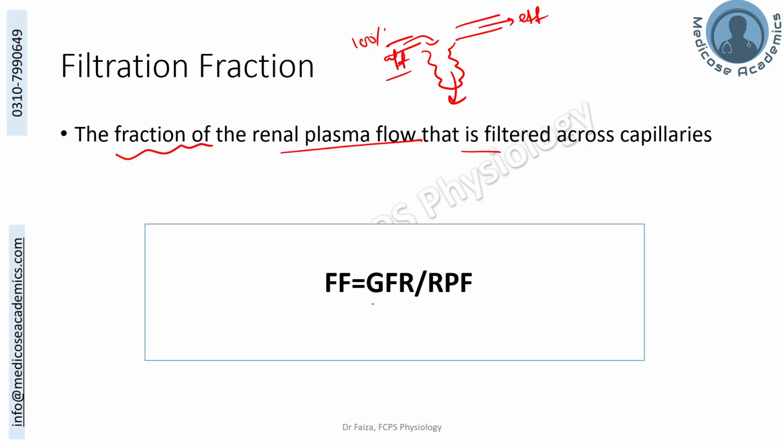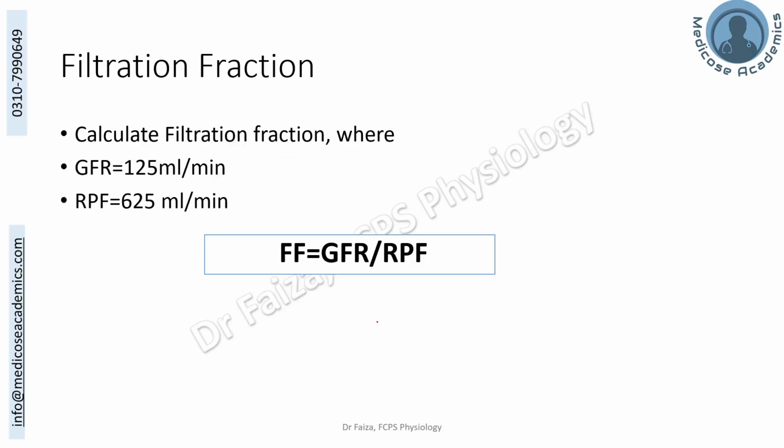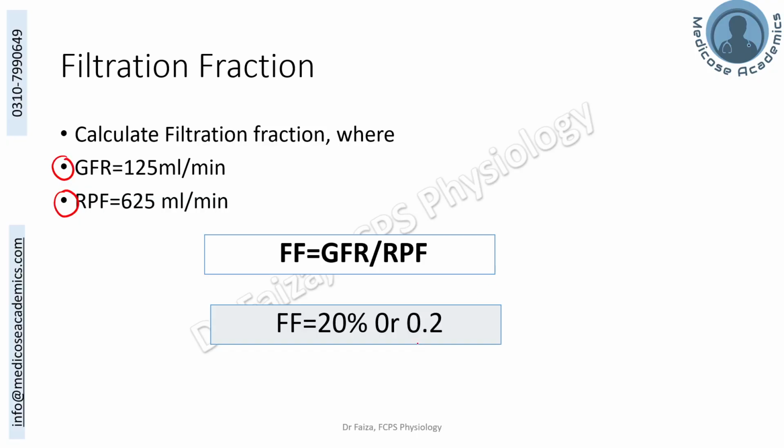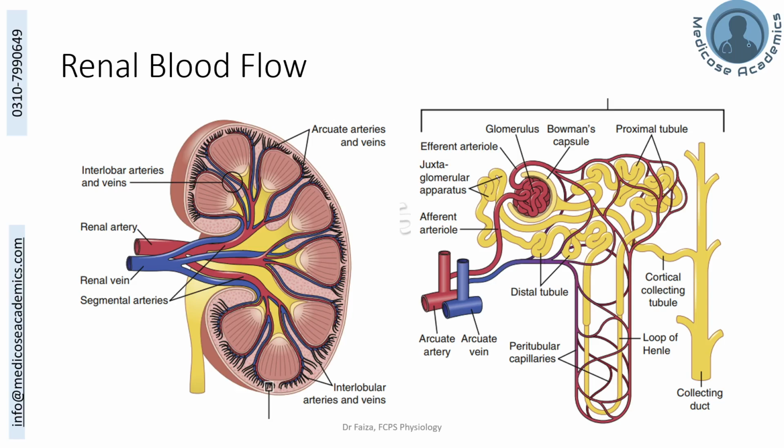How do we calculate it? GFR. This was the proportion which was filtered. Proportion of what? Renal plasma flow. So GFR divided by renal plasma flow gives us the filtration fraction, which is normally, let's see how much. Normal GFR is 125 ml per minute and renal plasma flow is 625 ml per minute. If you do the calculation, it comes out to be approximately 0.2. In percentage, you can say it's approximately 20% of the renal plasma flow which is being filtered at the level of the glomerular capillaries.